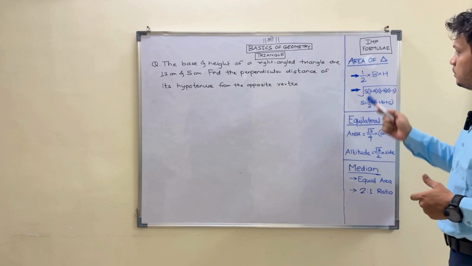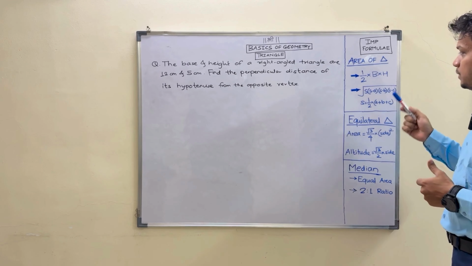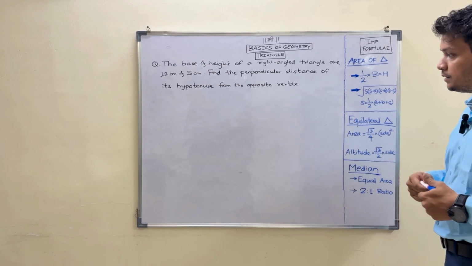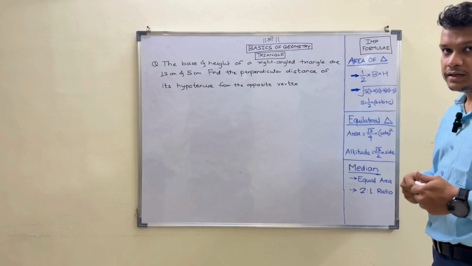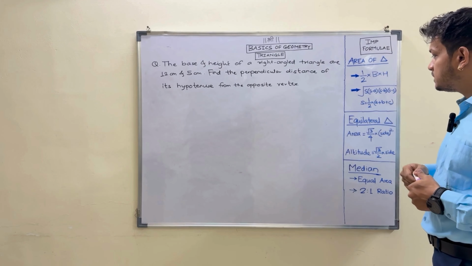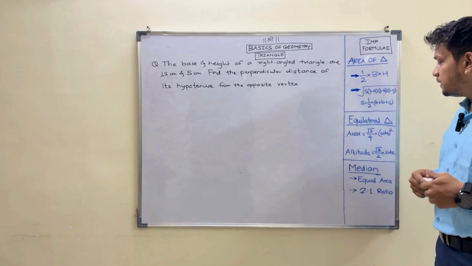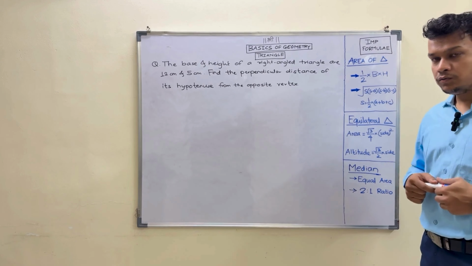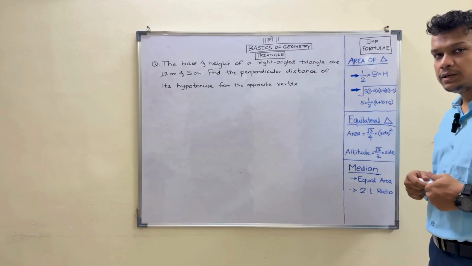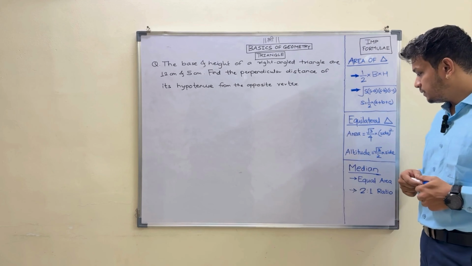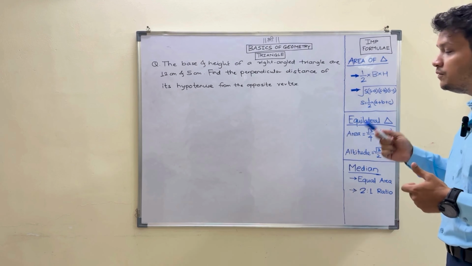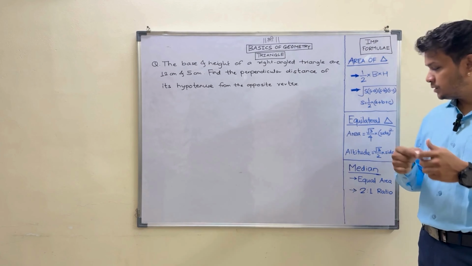One is 1 by 2 into base into height. The second formula: if I know the perimeter of the triangle and all three sides, I can compute the area by using this S parameter. If we talk about the equilateral triangle, we talked about two formulae. One is the area of the triangle, which can be computed as root 3 by 4 into the square of its side. The altitude of an equilateral triangle can be computed by multiplying the side with root 3 by 2.